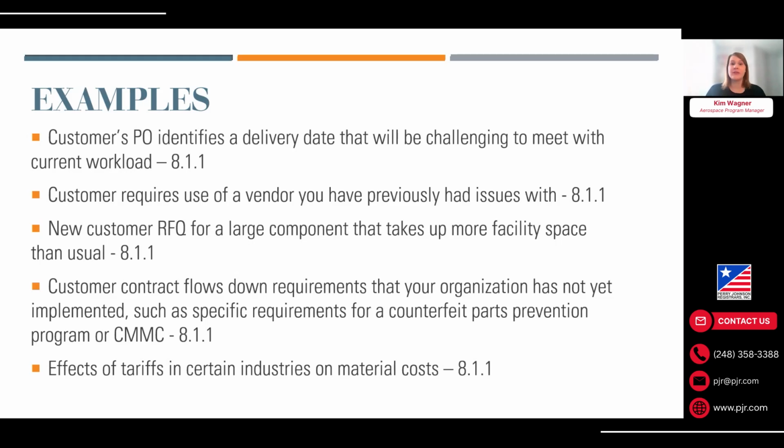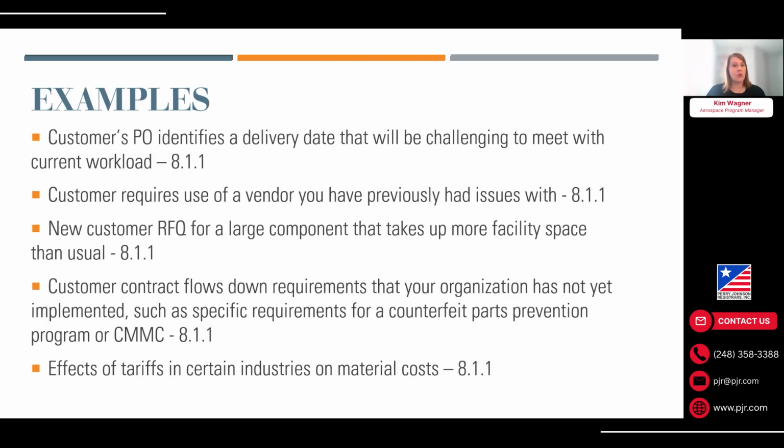Next, customer requires the use of a vendor you have previously had issues with. So customer is saying, this is a vendor we want you to use for maybe heat treat, but you've had issues with that vendor in the past. What can you do to mitigate that, right? Are there any actions you can take to try to mitigate that risk of using that vendor?